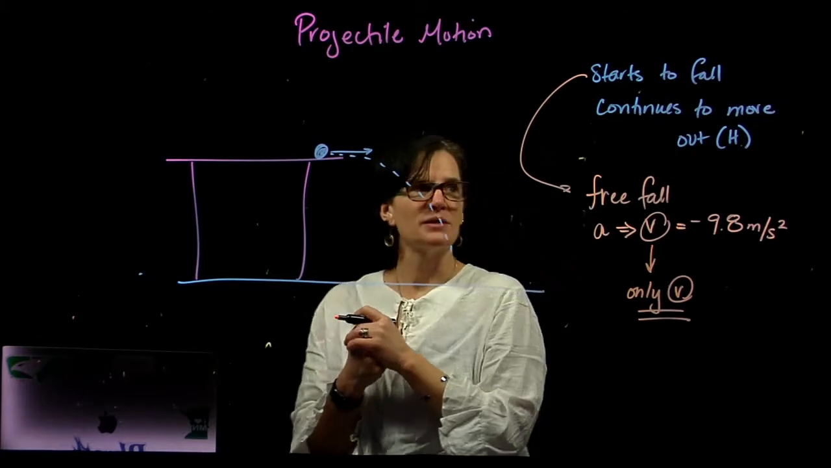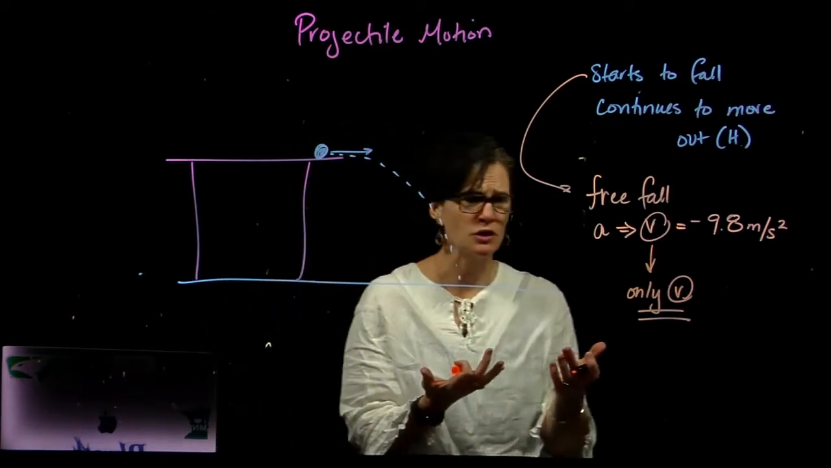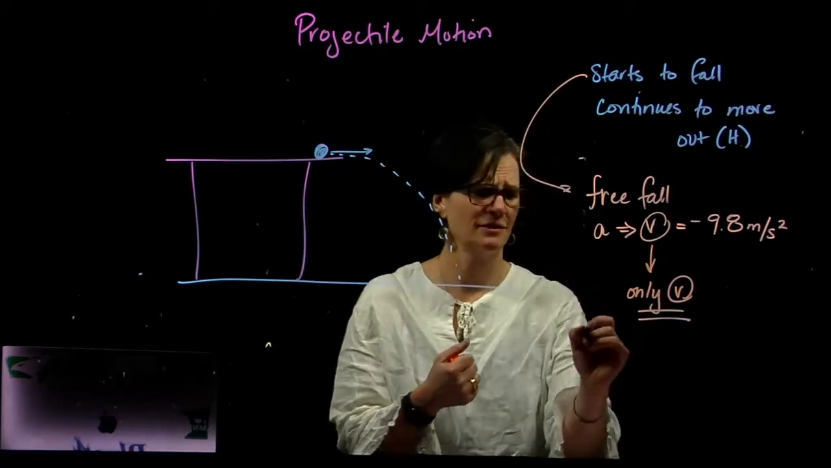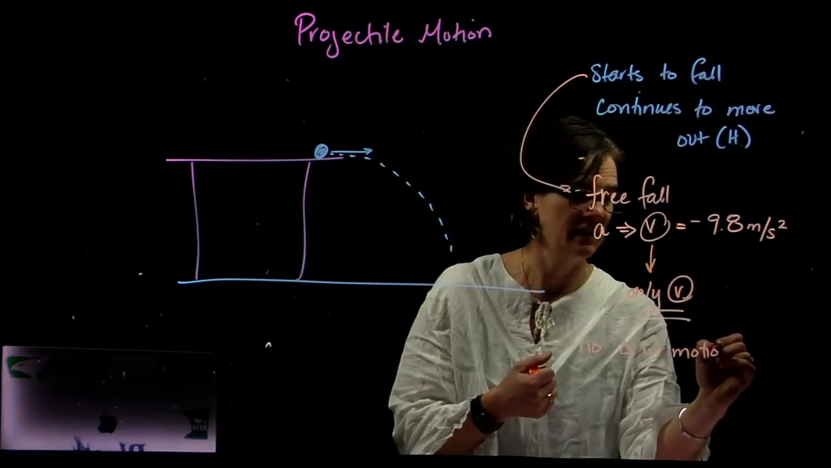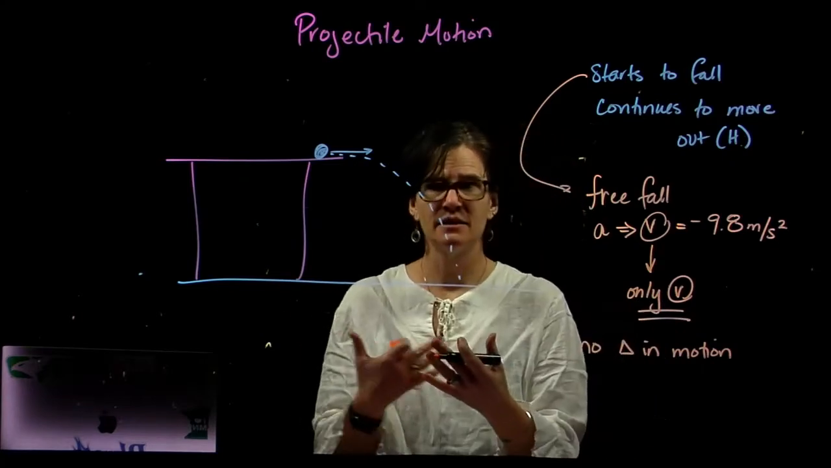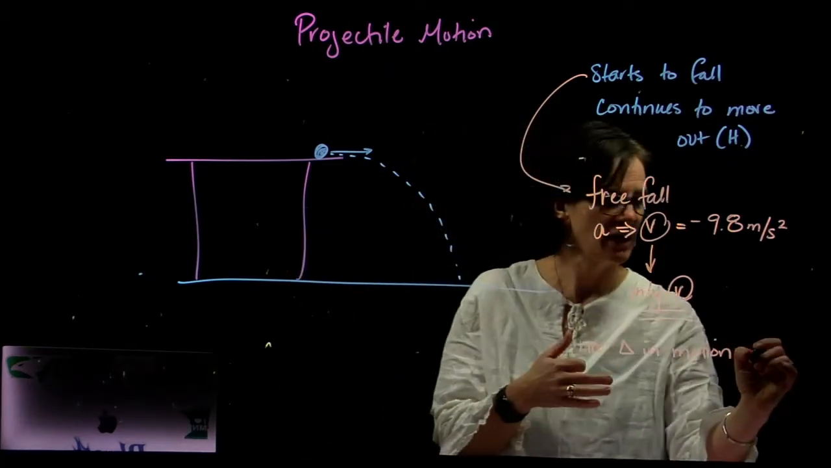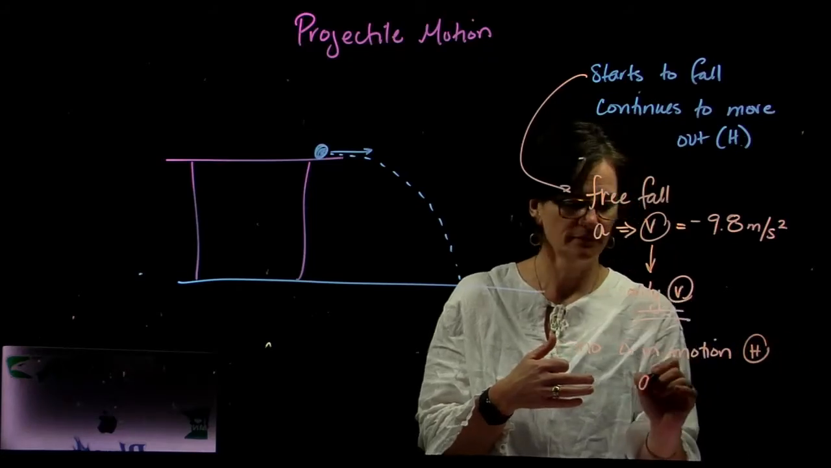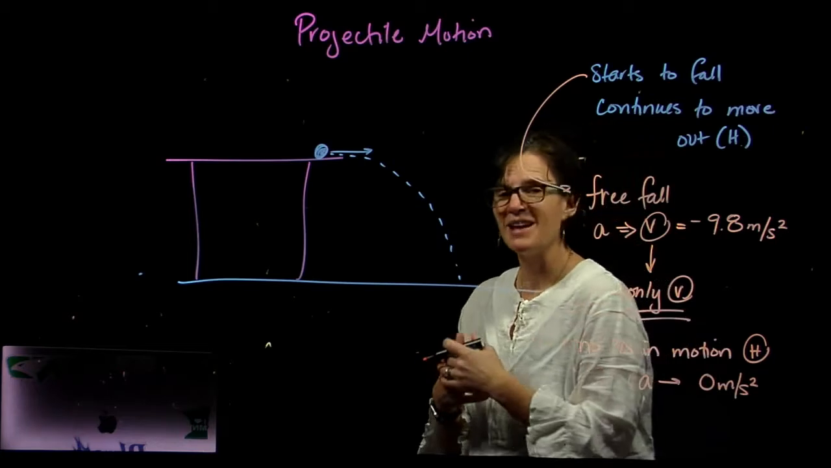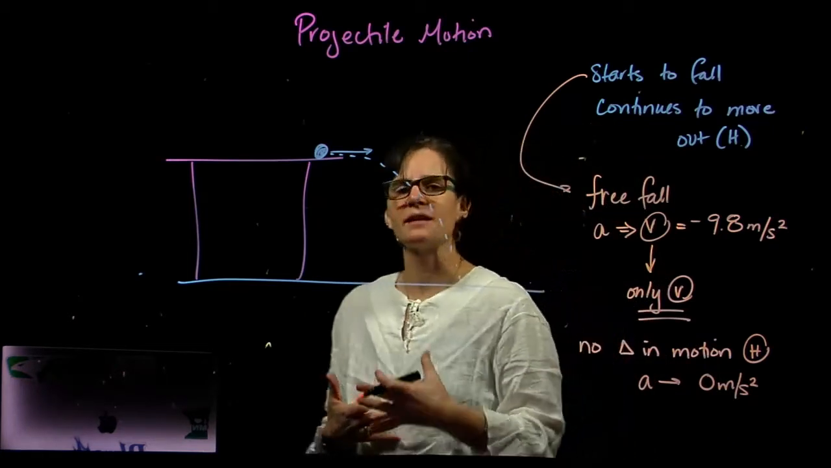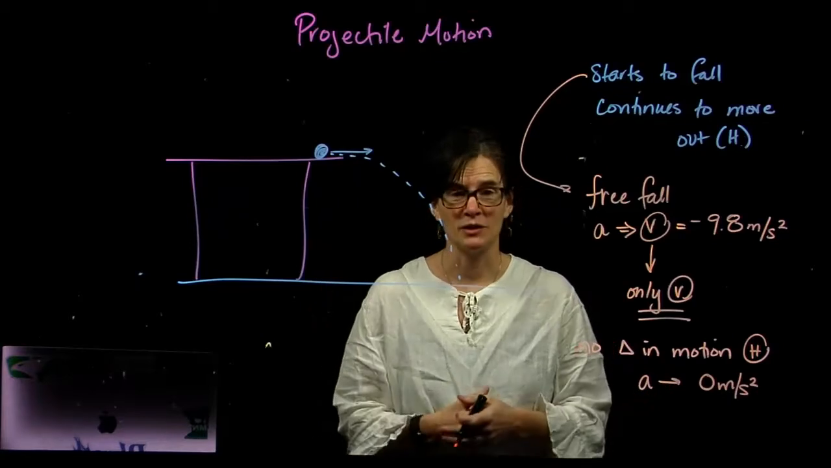Now, what about the fact that it keeps moving to the right? Well, nothing is changing its motion to the right. Nothing's influencing that motion to cause any difference as the object continues on. So there's no change in motion horizontally. The acceleration horizontally is 0. Nothing is affecting its motion horizontally. It's just going to keep moving horizontally. So it has to move both horizontally while it moves vertically.